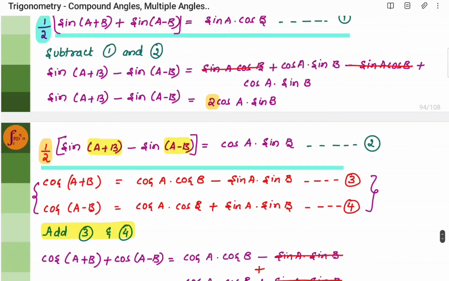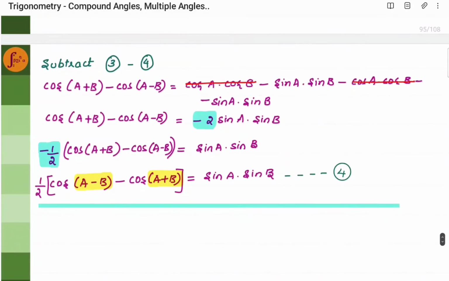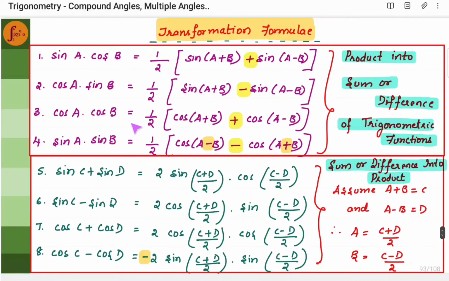All of the formulas have a plus b, a minus b, a plus b, a minus b. Only in the fourth formula, it is a minus b and a plus b. So just notice this. Sin a cos b is nothing but sin a plus b and sin a minus b with plus sign. Cos a sin b is the same thing with minus sign. Cos a cos b. So this is one clue here, right?